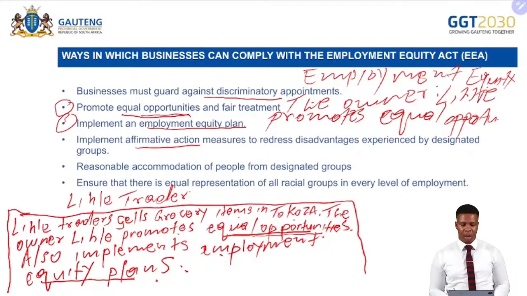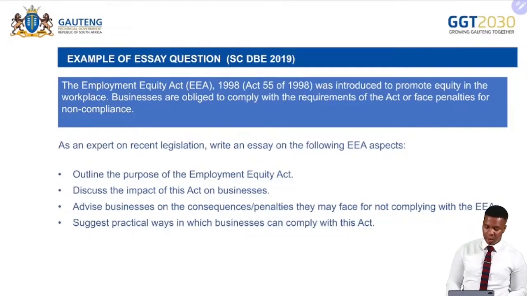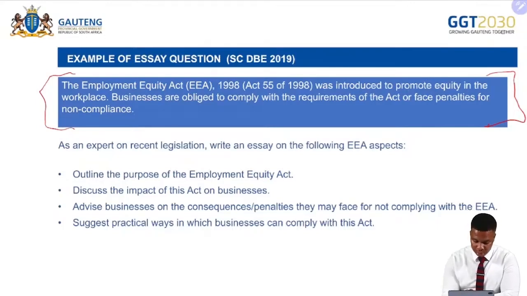But when we are looking into section C, you are expected to provide an essay. This is an example of an essay from a 2019 question paper. You would have a preamble, which is just a statement reminding you of the act. We have the Employment Equity Act according to the preamble. This is an act of 1998, which was introduced to promote equity in the workplace. Businesses are obliged to comply with the requirements of the act or face penalties for non-compliance.